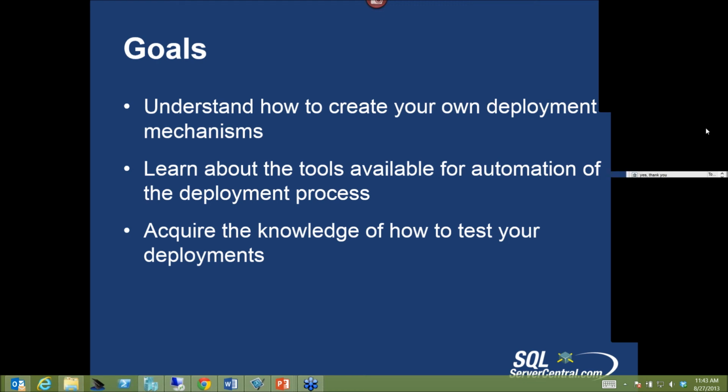Cool. Grant, we've had a question. How would you recommend going about getting an existing database under source control? So now's probably a good time to talk about the webinar next week.